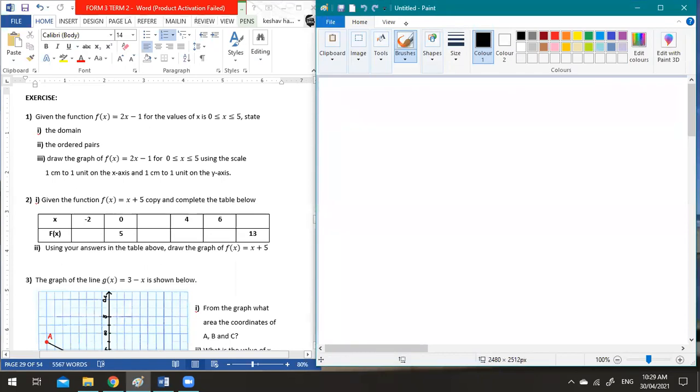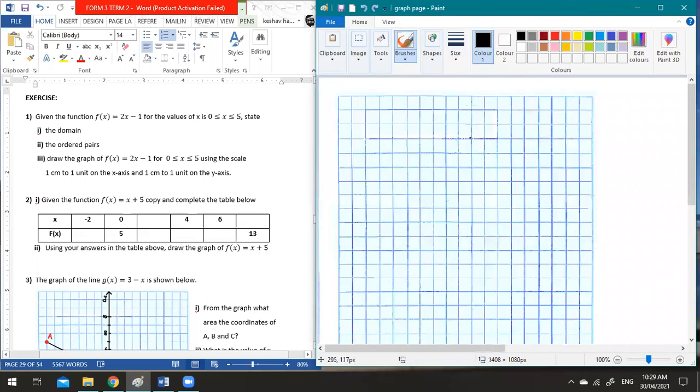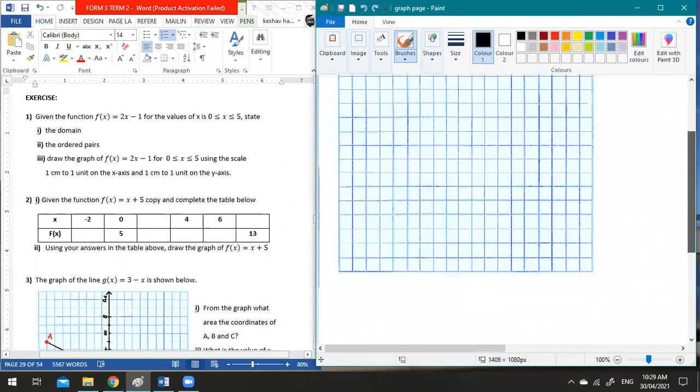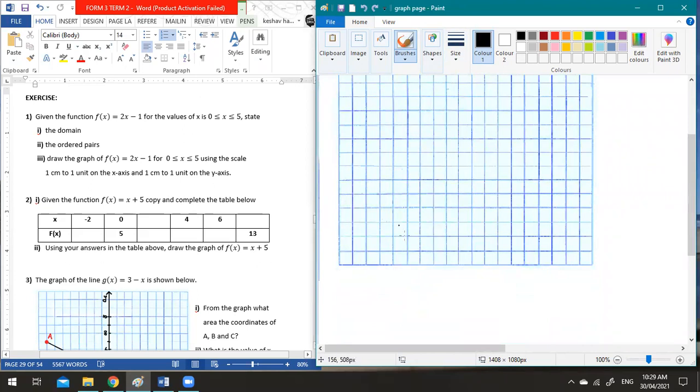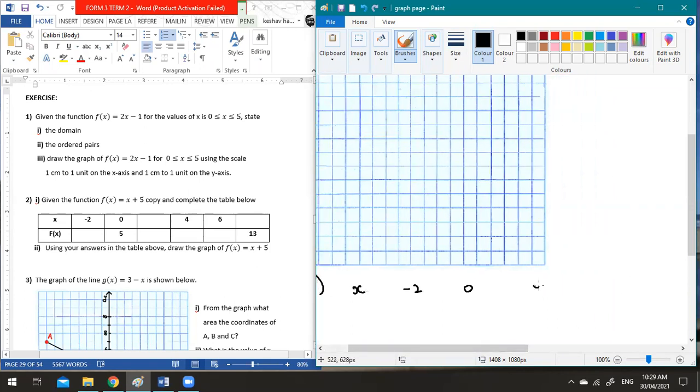Alright, so question 2. They give us a table. Part 1, they want us to follow the table, with f of x missing here.